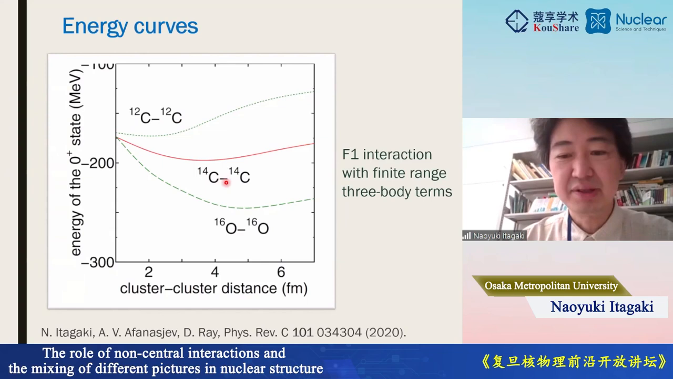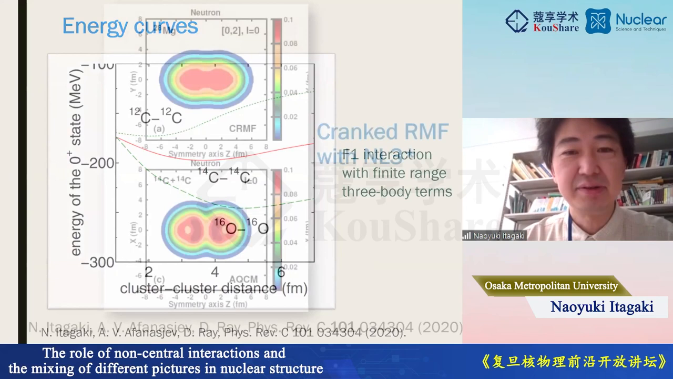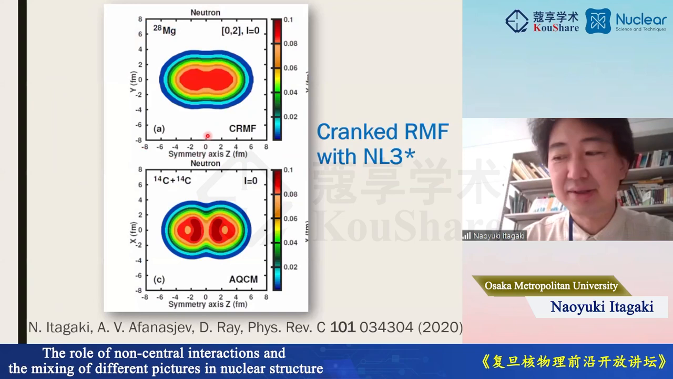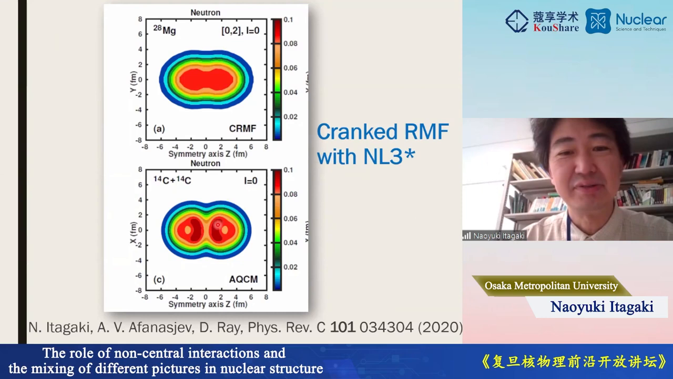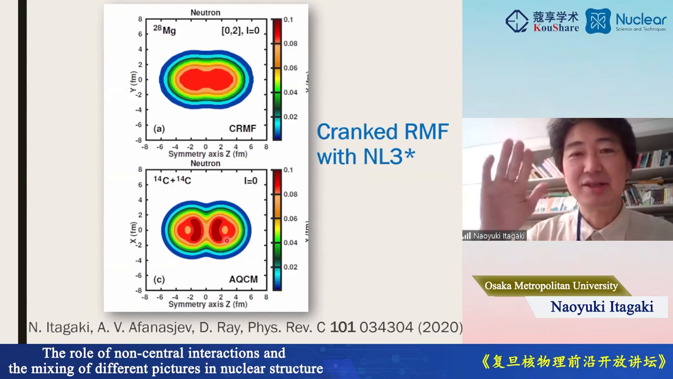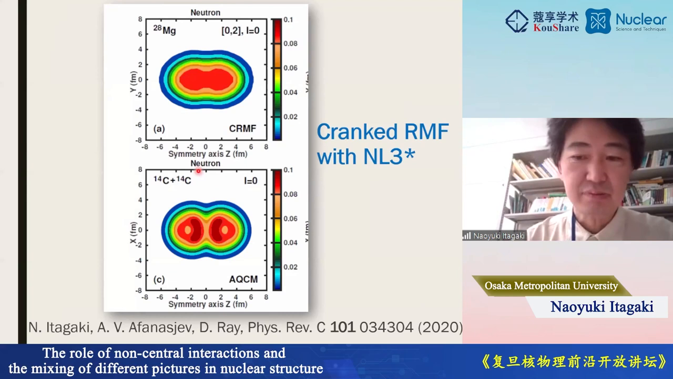And we published this article 2 years ago, and at that time, Anatoly Afanasyev, who is a mean field theoretician, was at Yukawa Institute, Kyoto University. So we wrote an article together, and this is what he got using cranked RMF mean field calculation. And this is our AQCM result. This is not a ground state, but a slightly excited state of magnesium 28, and we get a similar state. So this is a kind of new application.